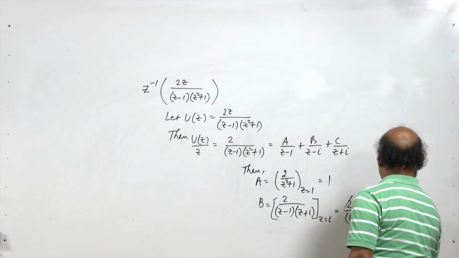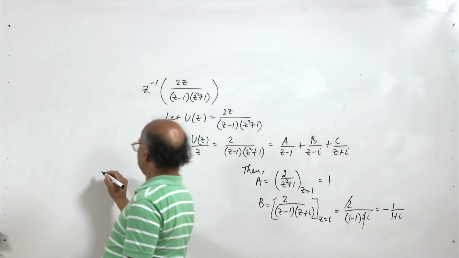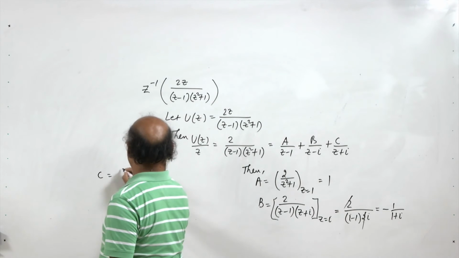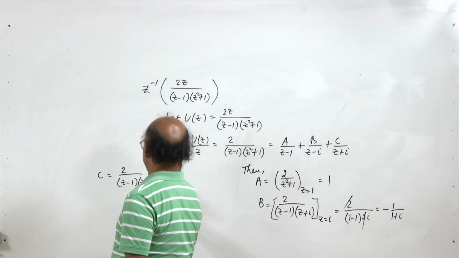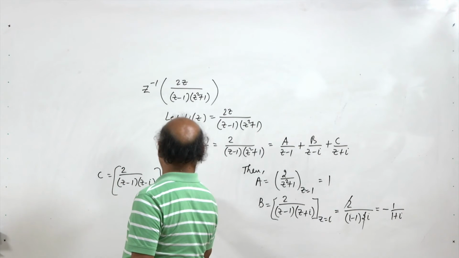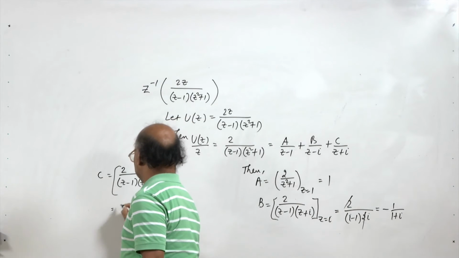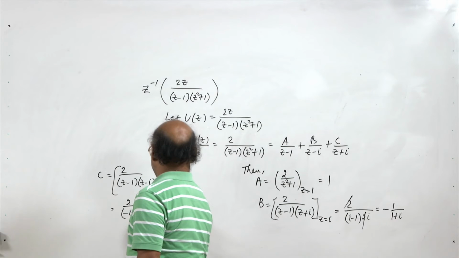So, minus 1 upon 1 plus i, and similarly C will be equal to 2 over (z minus 1) into (z minus i) at z equal to minus i. So, this will be equal to 2 over (minus i minus 1) and then minus 2i.